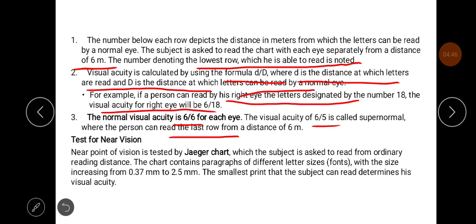where the person can read the last row from a distance of 6 meters. Near vision is tested by Jaeger's chart, in which the subject is asked to read from the ordinary reading distance, that is about 25 centimeters. The chart contains paragraphs of different letter sizes, with the size increasing from 0.37 mm to 2.5 mm. The smallest print that the subject can read determines his visual acuity.